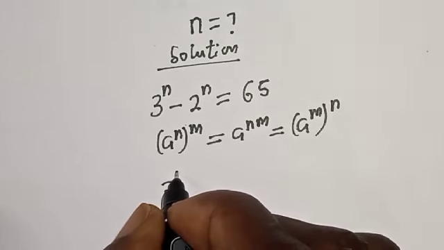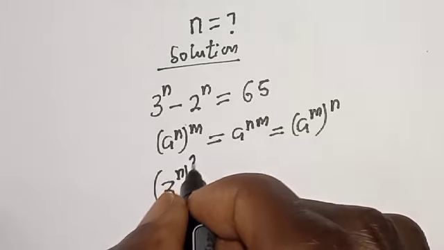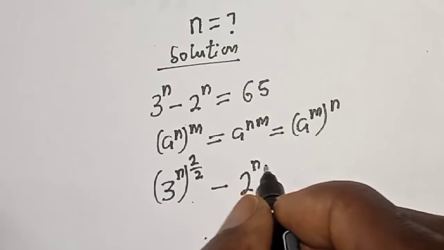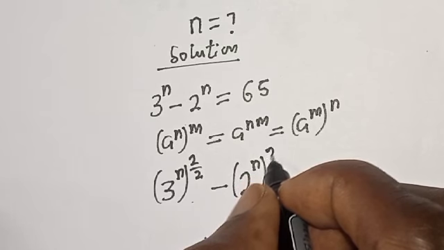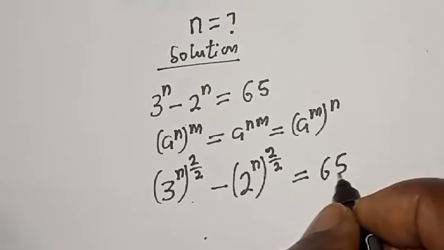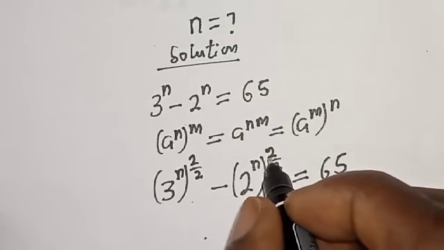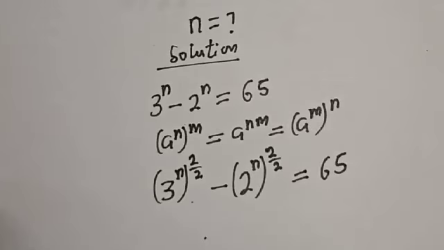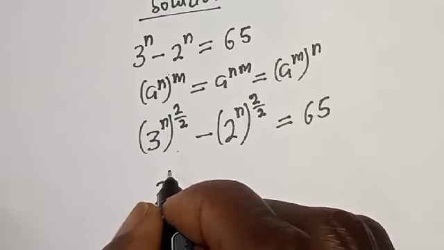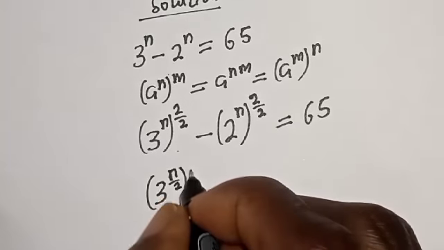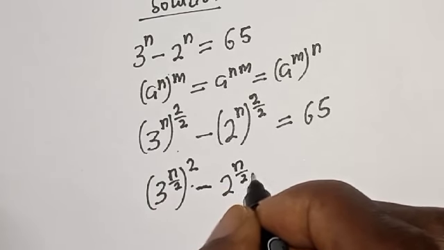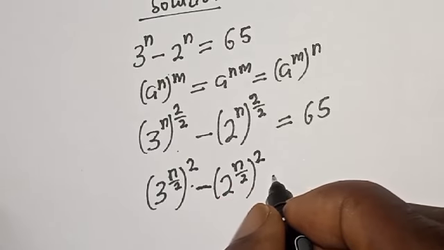We have 3 raised to power n over 2 over 2 minus 2 raised to power n all to the power of 2 over 2, then is equal to 65. This does not necessarily change the exponent, because 2 divided by 2 will also give you 1. Then from this rule, this is 3 raised to power n over 2 square minus 2 raised to power n over 2 square is equal to 65.